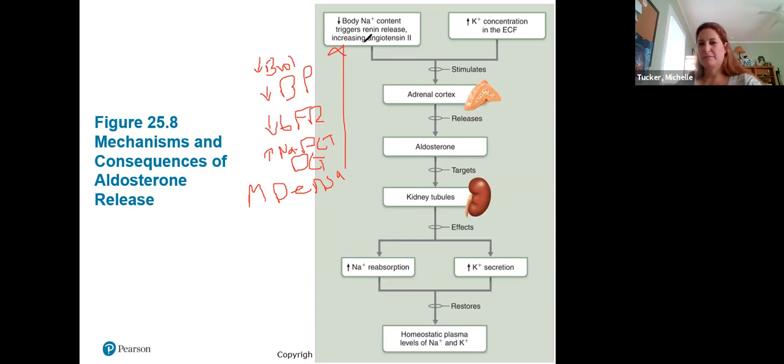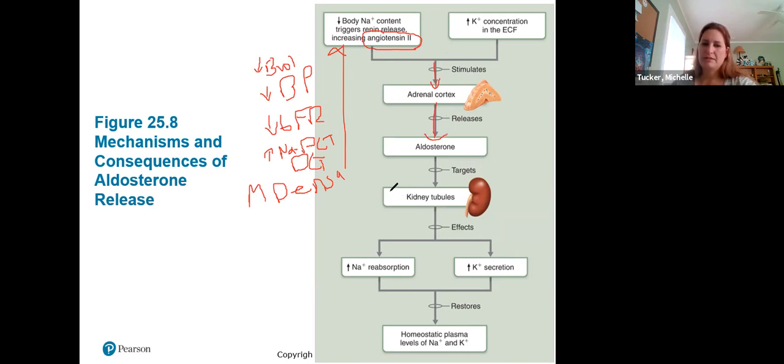Renin catalyzes the reaction to create angiotensin 1, goes to the lungs, it's converted to angiotensin 2. So that was that top half, sometimes of that graphic. Then we get to angiotensin 2 and its effects. For angiotensin 2, one of its effects is that it stimulates the adrenal cortex to release aldosterone.